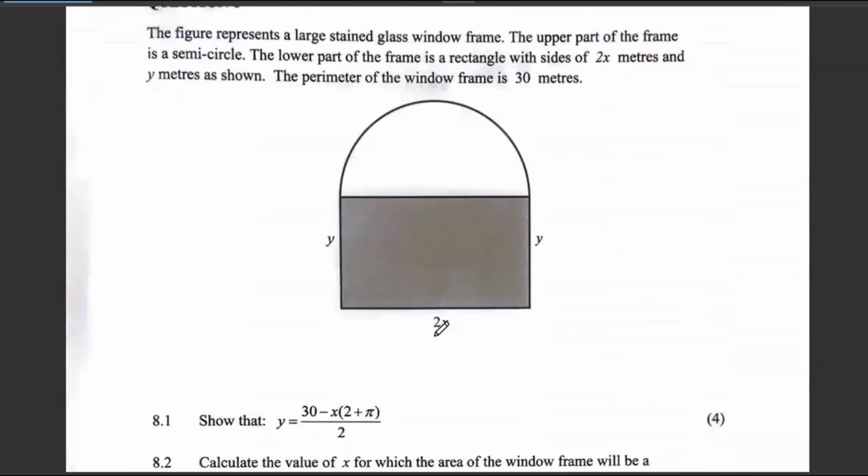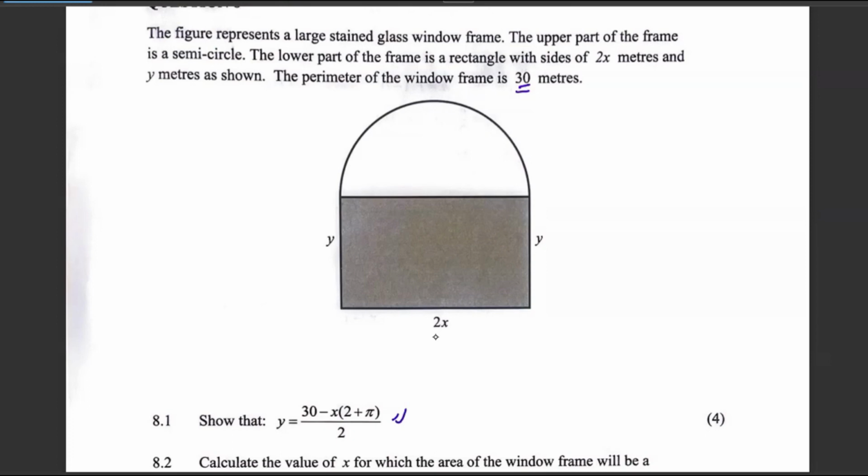Lastly, question number 8, optimization. The figure represents a large stained glass window frame, and the upper part is a semicircle. The lower part is a rectangle with sides 2x and y. The perimeter of the window frame is 30 meters. Can we show that y is given as this?